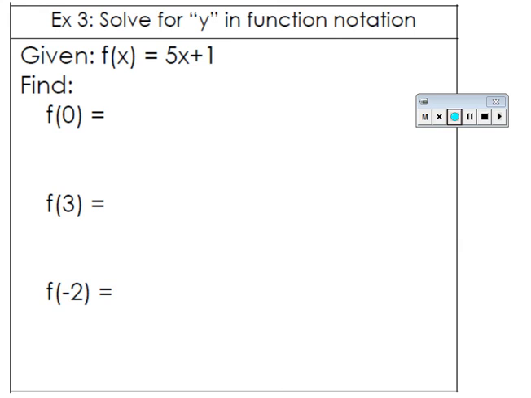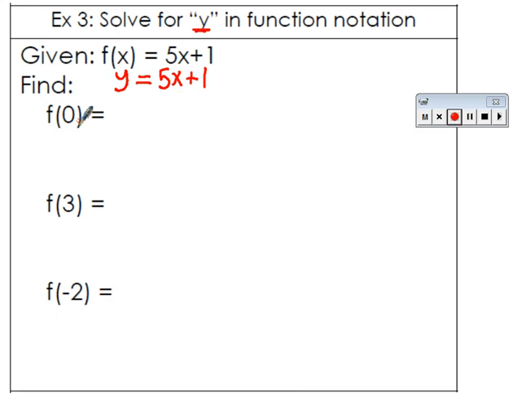Let's look at example 3. We have a given function f of x is equal to 5x plus 1. Whenever we are solving for y in function notation and we see an f of x, we should always put a y under the f of x value. This is the same as writing y is equal to 5x plus 1. And we are trying to evaluate the y values, f of x values, for a given x value.